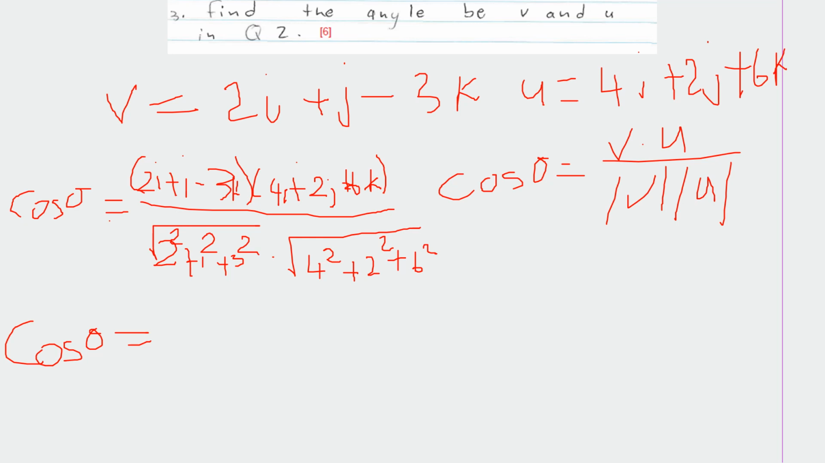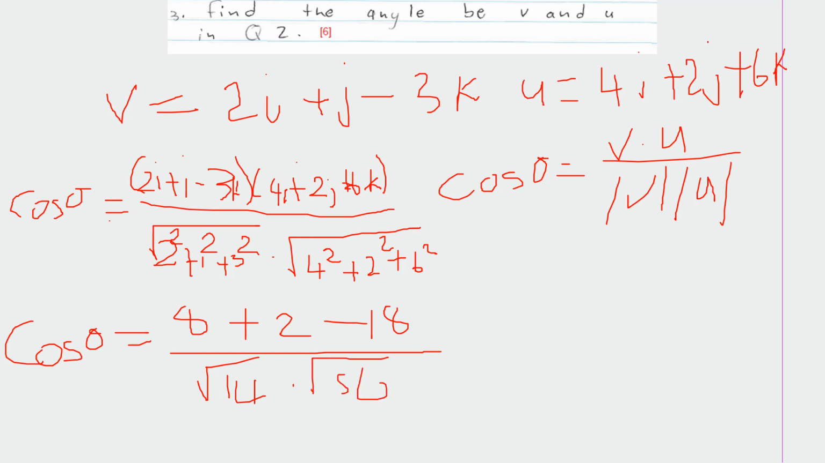The scalar only has a magnitude. So it's going to be 2 multiplied by 4, which will be 8, and then 1 multiplied by 2, which is going to be 2, and negative 3 multiplied by 6, which is going to be negative 18, all divided by, then inside the square root here is going to be 9 plus 1, and then it's going to be 14, so it's going to be the square root of 14. And then at the bottom, 6 squared is going to be what? It's going to be 36, and then here we're going to have 4, that means it's going to be 40, then 40 plus 16, that means it's going to be 56.